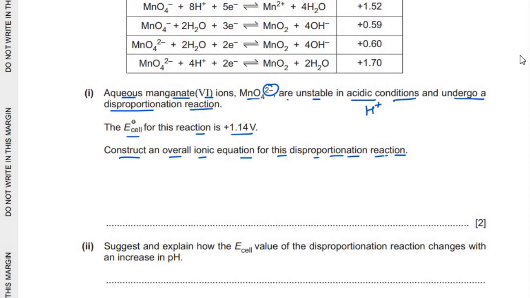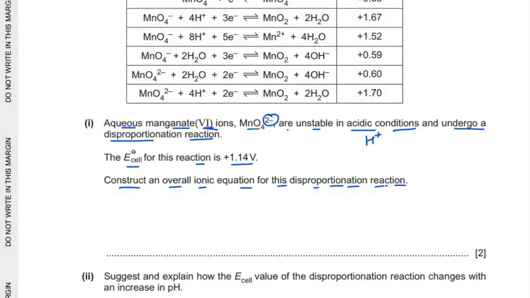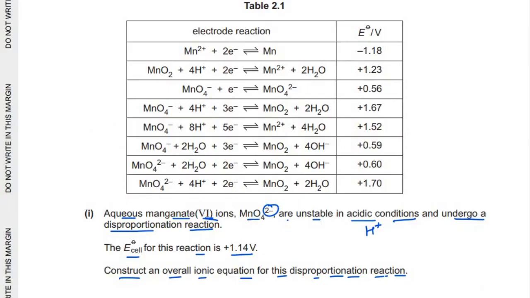Now what is a disproportionation reaction? It is where the manganate(VI) ion undergoes reduction as well as oxidation. Now if we are talking about MnO4 2-, let's have a look at the ionic equations which we have already got here. MnO4 2- is used here, and here. There are 3 ions where we have 3 equations. It's used MnO4 2-, and we need to find 2 equations where in one reaction it is getting reduced and in the other reaction it is getting oxidized.